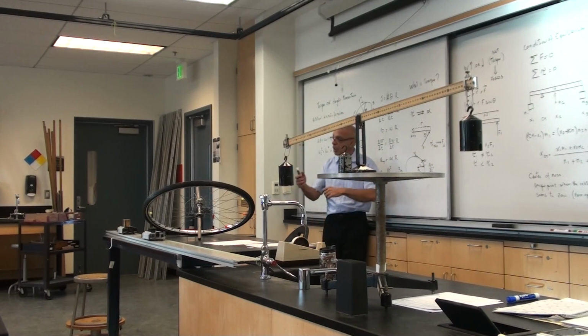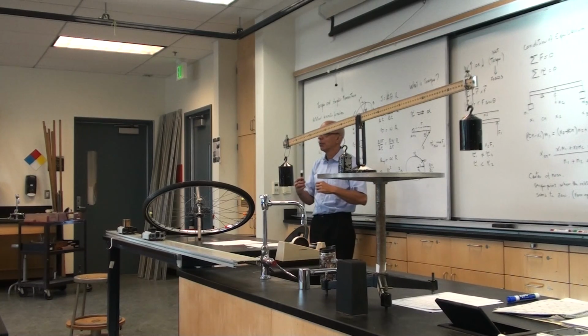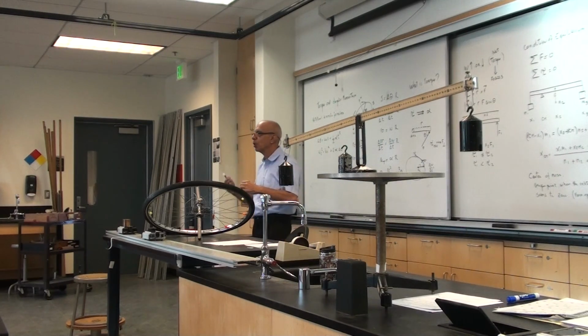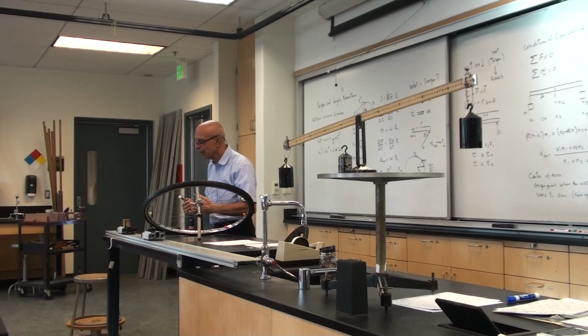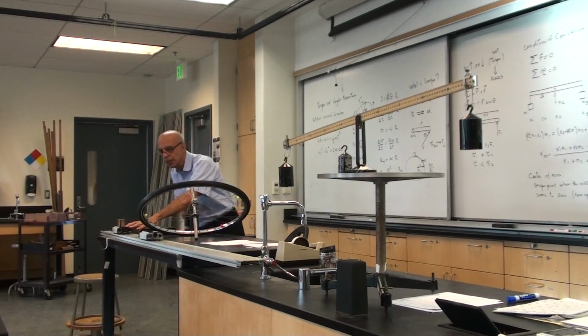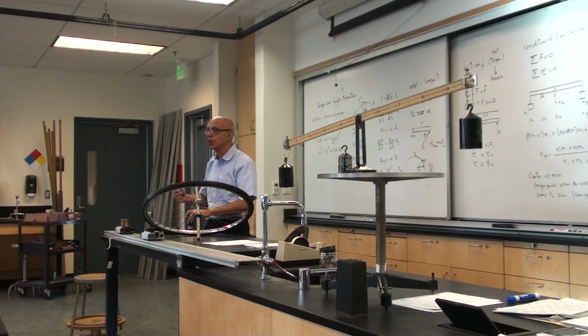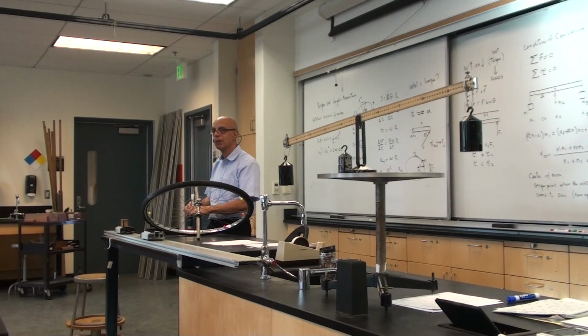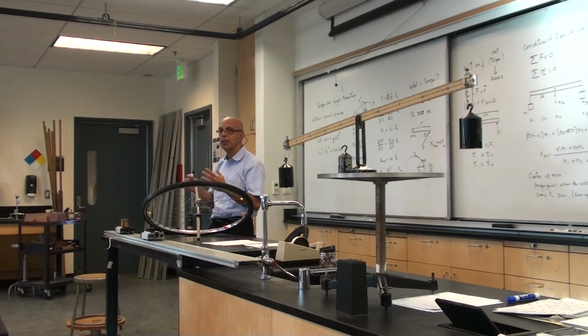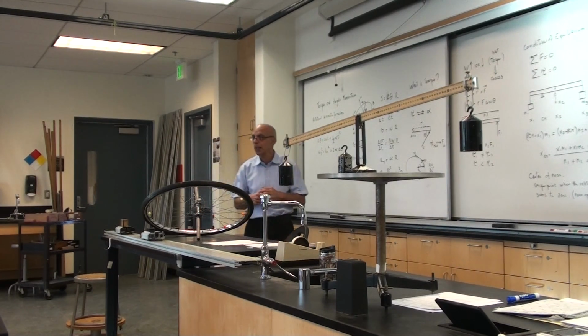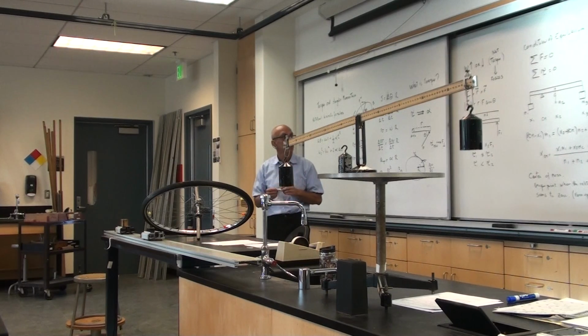So, again, for angular velocity to change, we need an external torque, similar to what we had in the linear motion. We had to have an external force. Is that sinking in? It takes time, but that's the language that I'd like you guys to become familiar with.